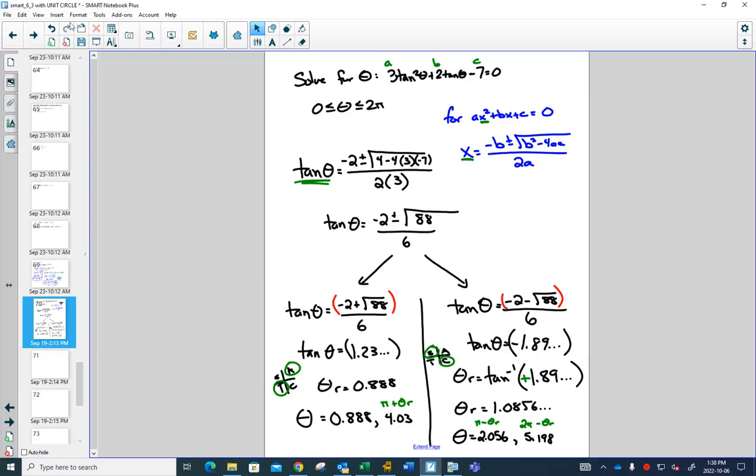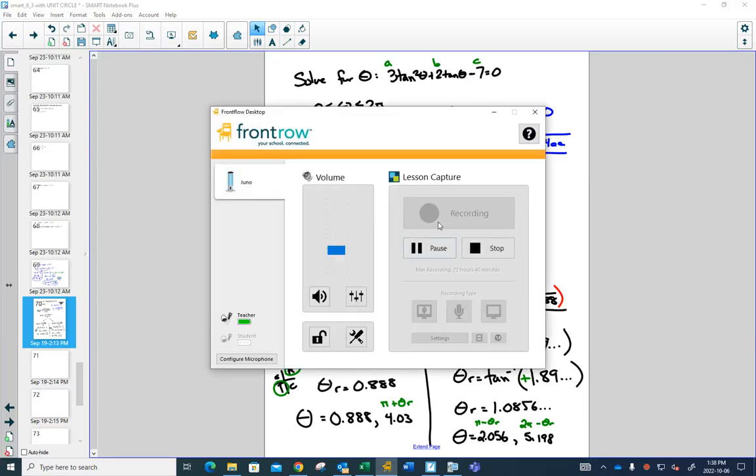All right, so that's the end of the extra note booklet.